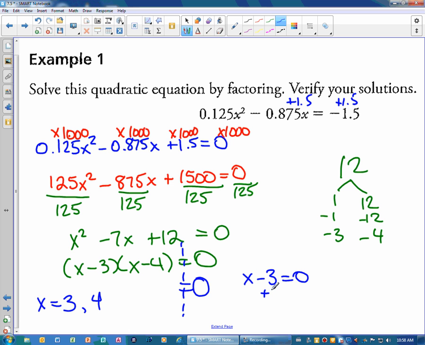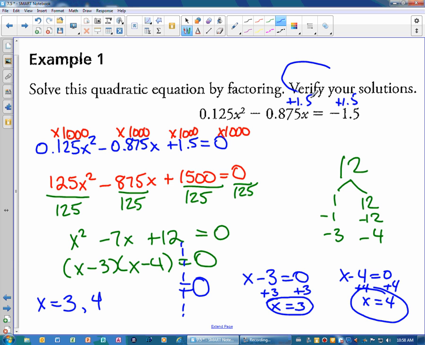And then you'd use algebra to solve, and there's your 3. Same with the other one, x minus 4. I'd add 4 to both sides, and there's that 4. Okay? So 3 and 4 is what makes this equation 0. Okay? Verify your solutions. Well, let's see if I can quickly grab an online calculator. One sec.